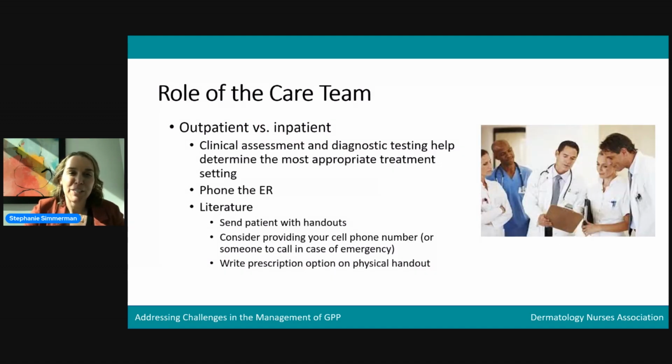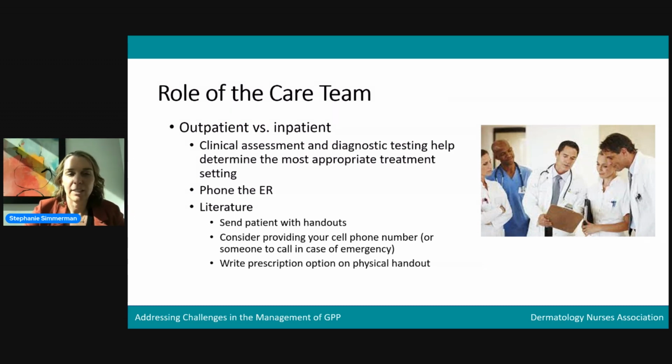The role of the care team. So we're looking at outpatient versus inpatient, and it really goes back to what we've been drilling in as we've been going along these slides. Your clinical assessment and your diagnostic tests are really going to help you determine what that patient looks like when they're walking in the door. We can pick up in dermatology pretty quickly those that we're really concerned with and those that appear to be a more basic, easier patient to manage in a primary care or dermatology clinic, if you will.